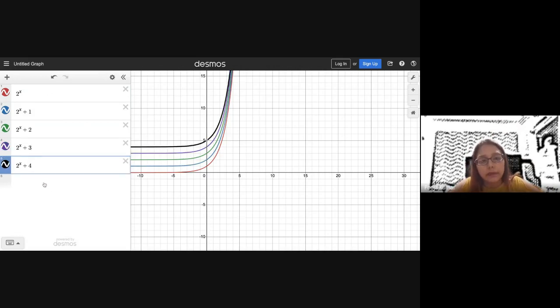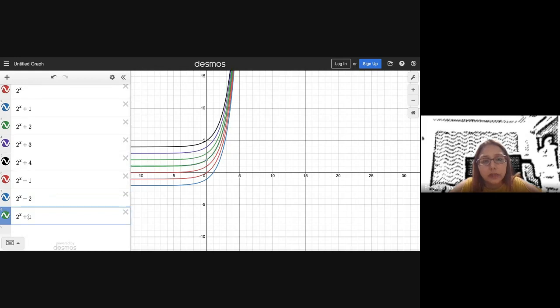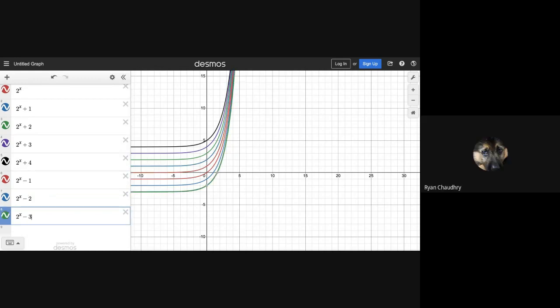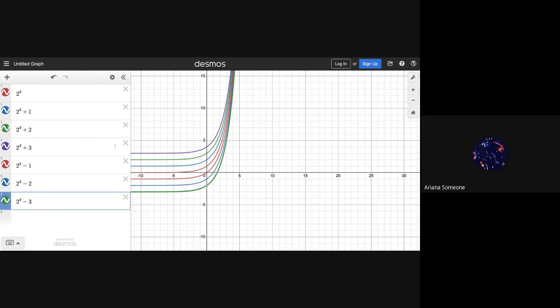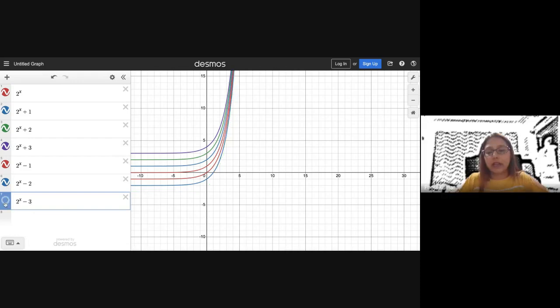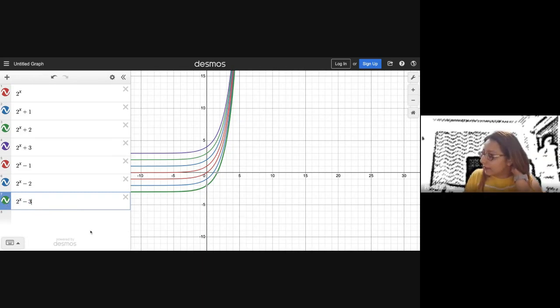Now do it with a minus sign. Let's do -5, going down. What do you observe? Where is the horizontal asymptote? It's at -5. Is the point clear? Because the y-intercept will always be at 1, so if it's -5, technically it's -5 plus 1. Correct.